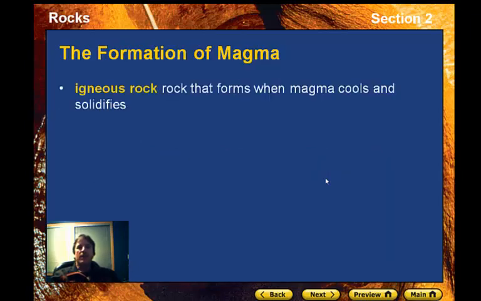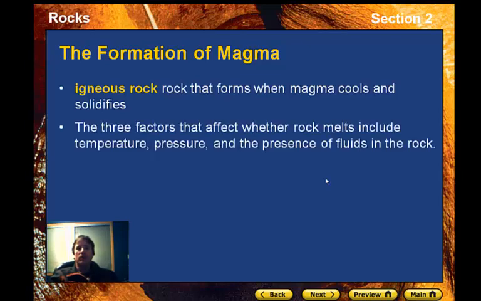Igneous rock forms when magma cools and solidifies. Remember, magma is below ground, lava is above ground. Three factors that affect whether the rock melts: temperature, how hot it gets; pressure, what's squeezing down on it; and is there any fluid in the rock? Water, mainly, is the important one.